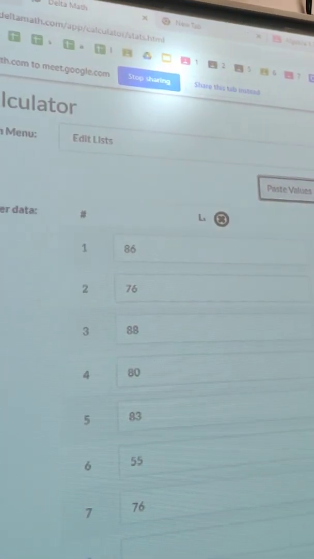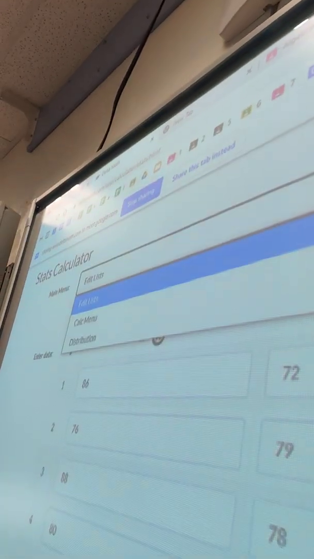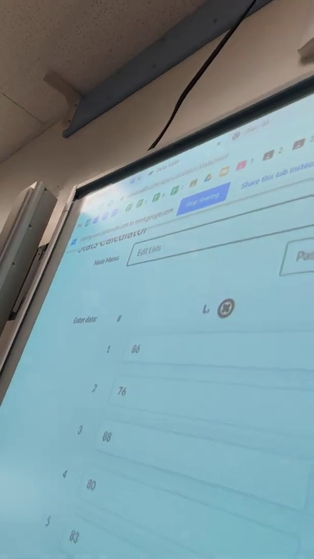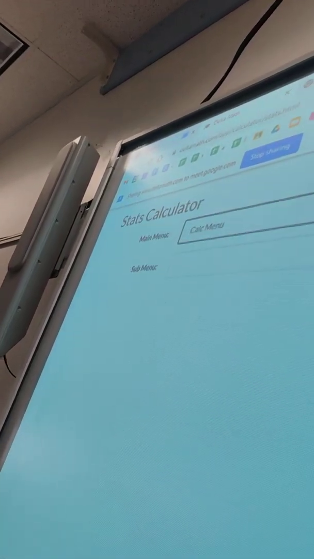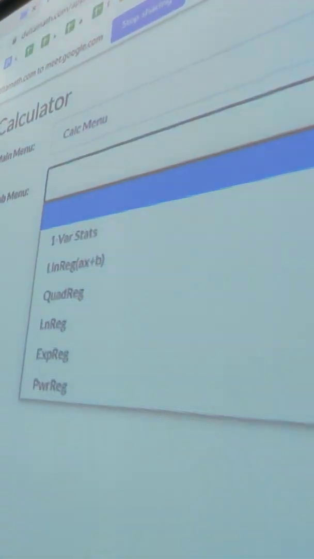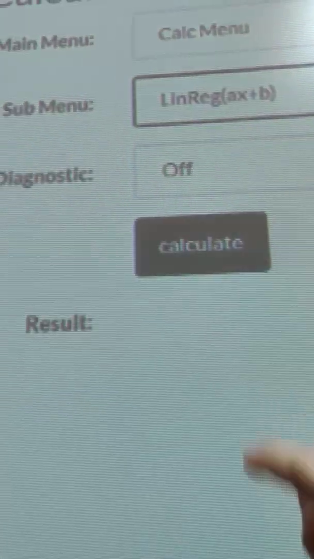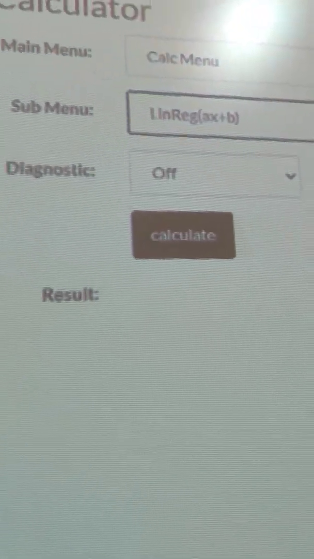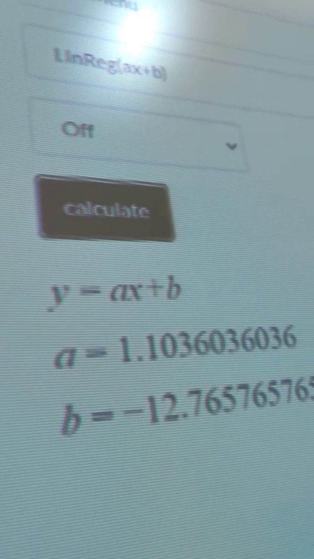Then you go to this drop-down menu here, and click it, and we want the calculator menu. Another one pops up, a sub-menu, and we get the choice to do linear regression. That's what we're going to do. Don't do anything with that diagnostic, just leave it off and calculate. All the problems start this way.